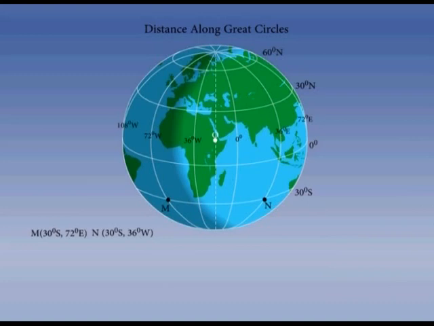For example, find the distance MN. M is 30 degrees south, 72 degrees east, and N is 30 degrees south, 36 degrees west. Angular distance is the sum of the angles, 72 plus 36, giving us 108. Arc length is equal to theta over 360 times 2 pi r, but remember, r small is given by R capital times cos x. So we have 108 over 360 times 2 times pi times 6,370 times cos 30.